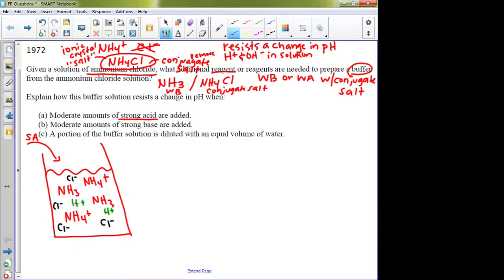Because you have the buffer. Because I have the NH3. What is the NH3 going to do? It's going to react with this H plus, and so both of these molecules are going to turn into what? NH4 positive. So you're just going to make more salt. So I'm just making more salt.